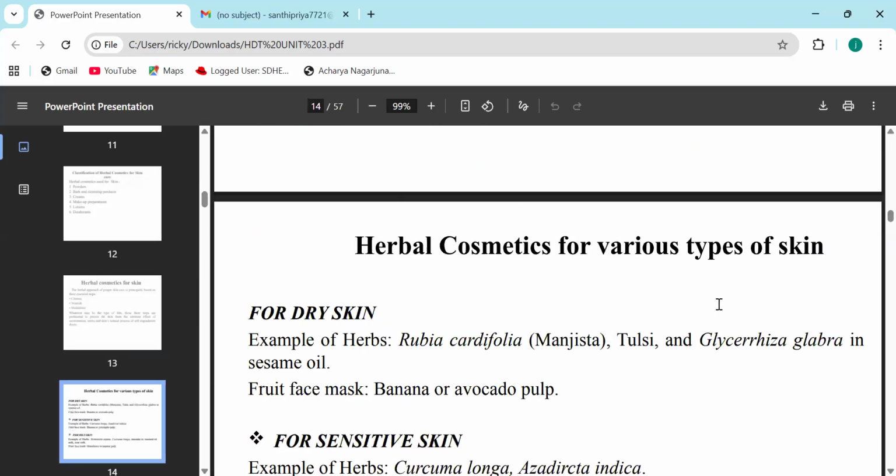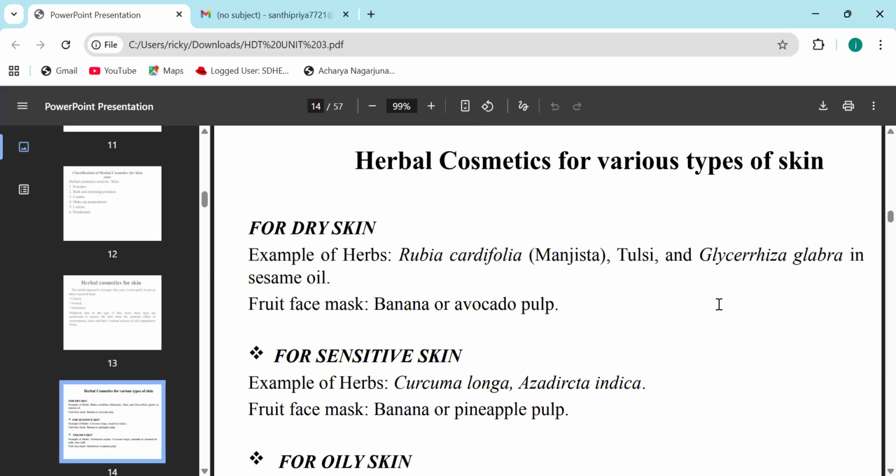Okay. And next one, herbal cosmetics for various types of skin. All people don't have similar skin. Some people suffer with dry skin, some people suffer with sensitive skin, and some people excrete oils, which is oily skin. So here we can see the herbal cosmetics for the various types of skin.